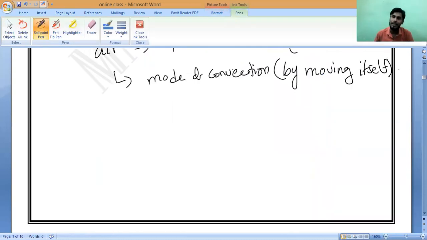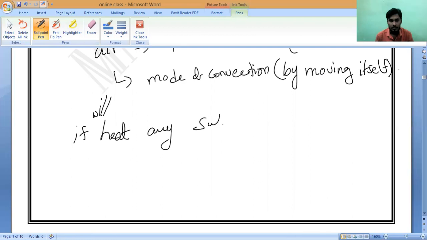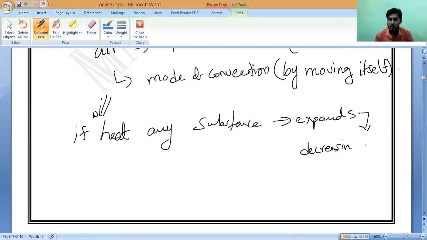As we know, if you heat any substance, the particles will move far from each other. So will the density decrease or increase? We have already studied this, correct? If we heat any substance, what will happen, Ra? It will expand, sir. So will the density decrease or increase? Decreases. Any substance will start expanding because its kinetic energy will increase, so that leads to a decrease in density. Is it yes or no? Yes, sir.